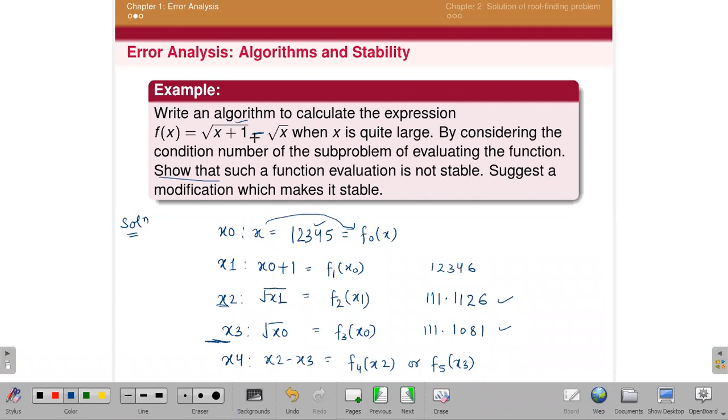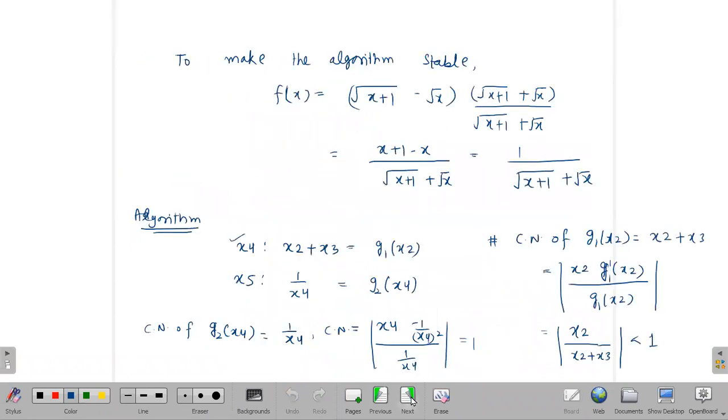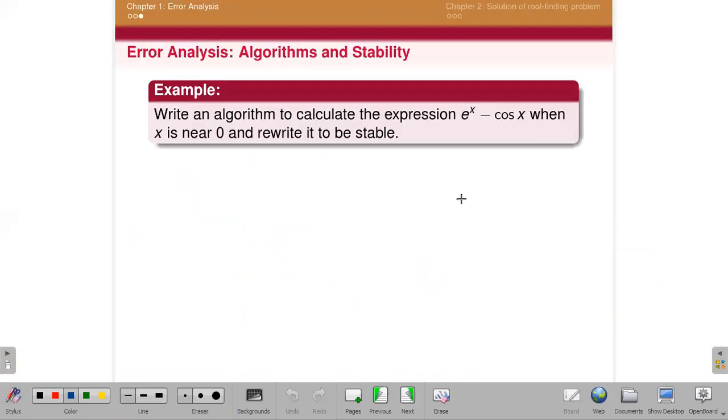Actually, if I take another example, suppose, let us take this example. Write an algorithm to calculate the expression e raised to power x minus cos x when x is near to 0. Rewrite it to be stable. Means here you can see there is again a subtraction of two nearly equal numbers, because if x is near to 0, if x is equal to 0, both are 1. But if x is near to 0, both will be near to 1. Means again you are getting a subtraction of two nearly equal numbers. You will get the instability in this case if you write its algorithm.